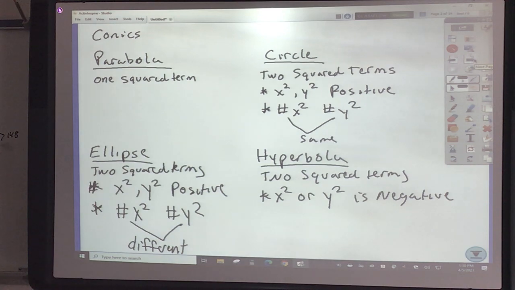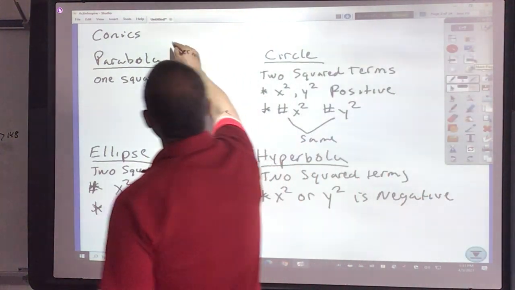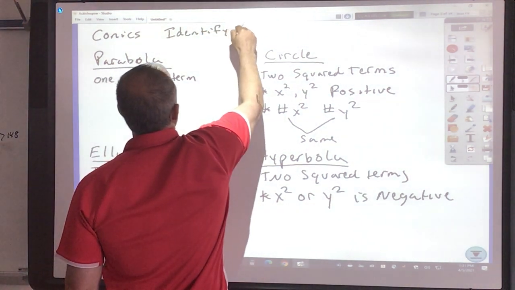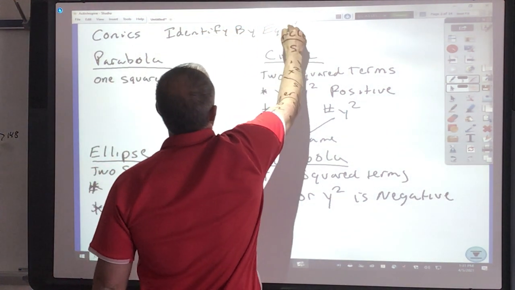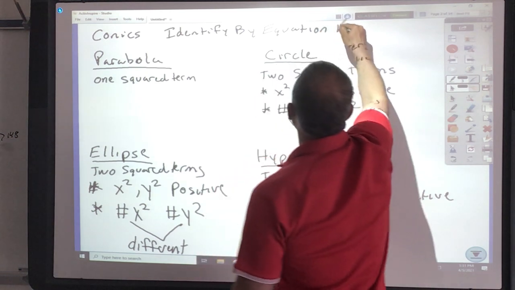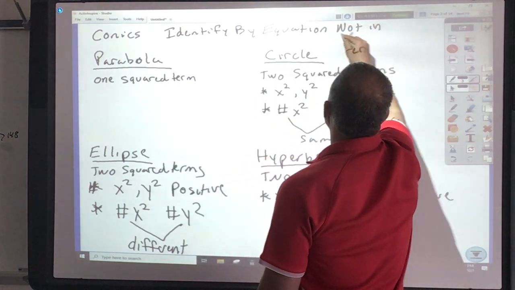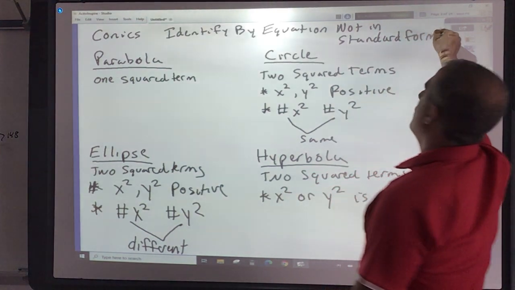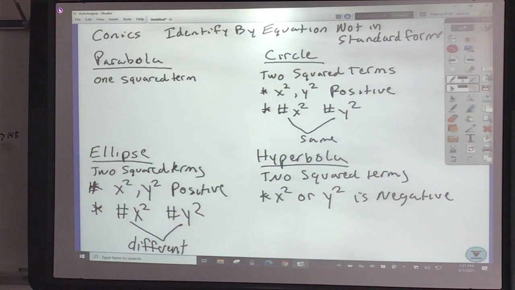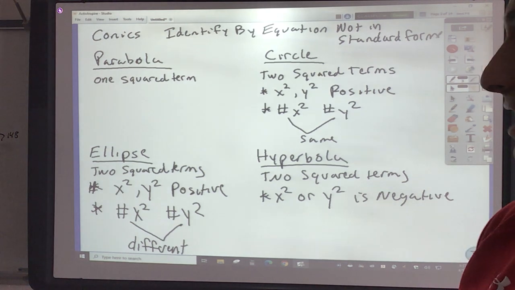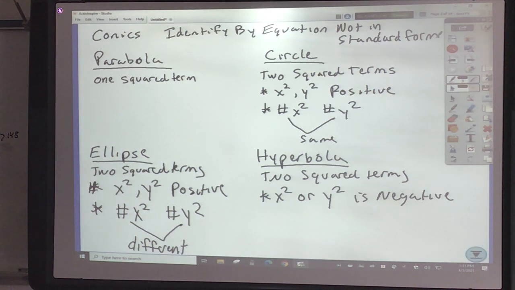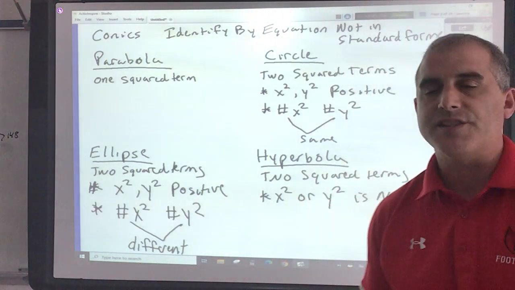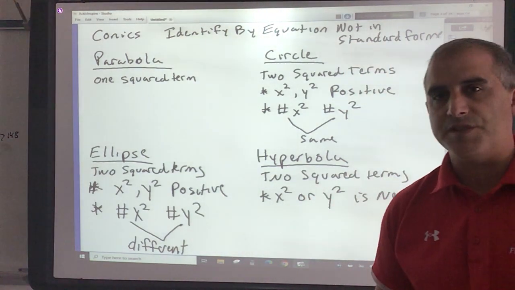First thing we're going to focus on is how to identify them by the equation, not in standard form. A big component of this is understanding, and we'll do some examples in a second. A parabola is probably the easiest. It has one square term. That's the easiest to figure out. If it's got one square term, it's a parabola.